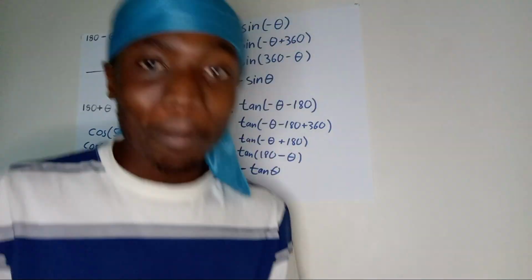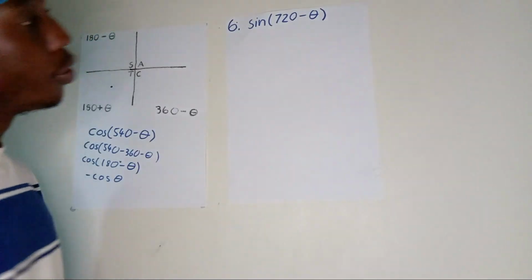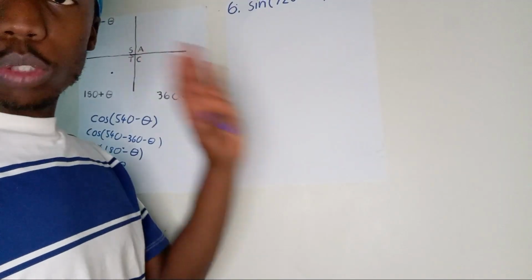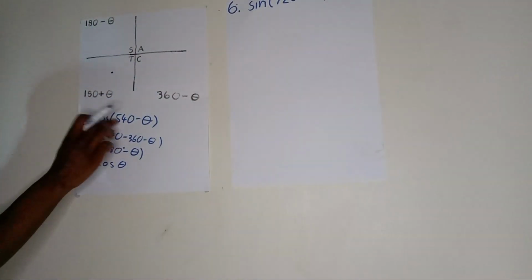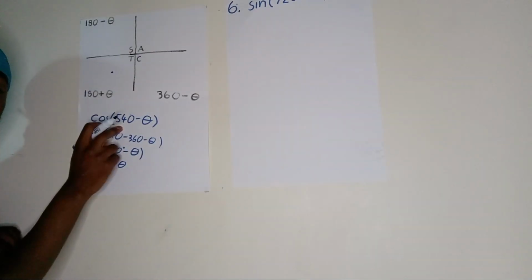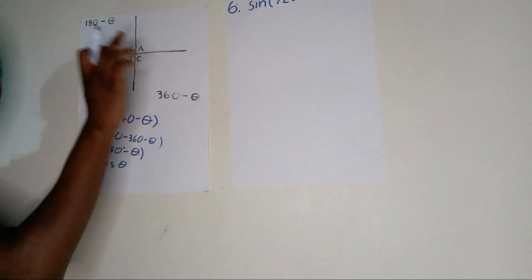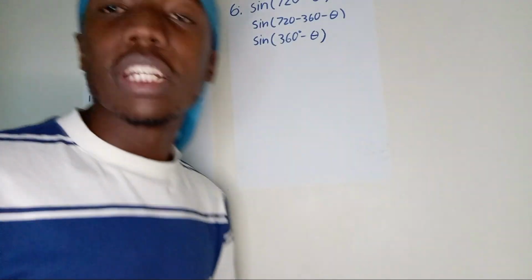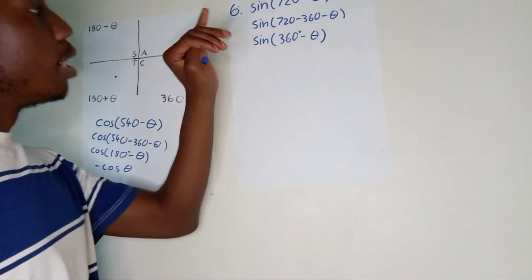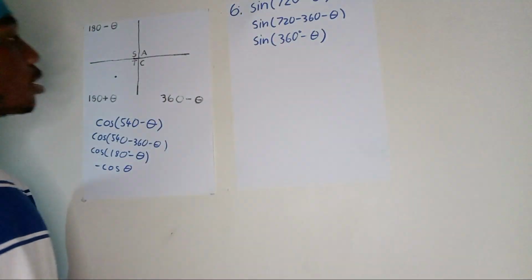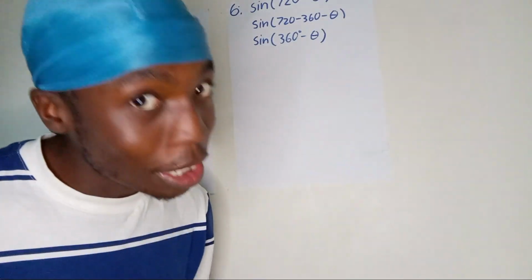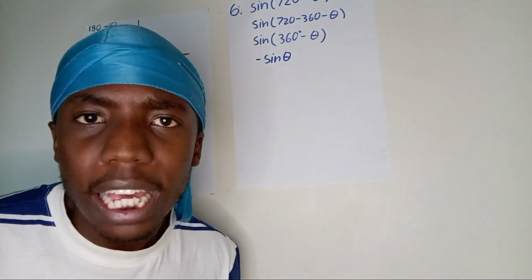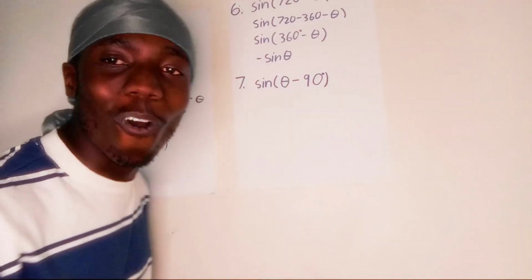Let's keep going, man. We got 720 degrees. What have I been saying all along? What did you do for the first question, the first example? There was a large angle and you subtracted 360. Now, let's do the same for this question right here. So, 720 minus 660. That's going to be sine 360 minus theta. And now, is sine negative or positive in this quadrant? So obviously going to be negative. So we got negative sine theta, right?